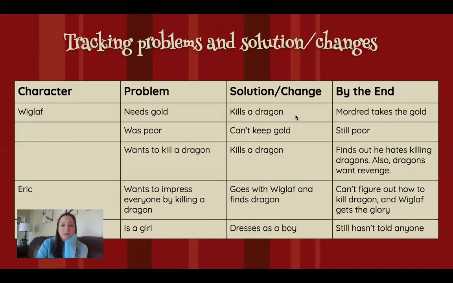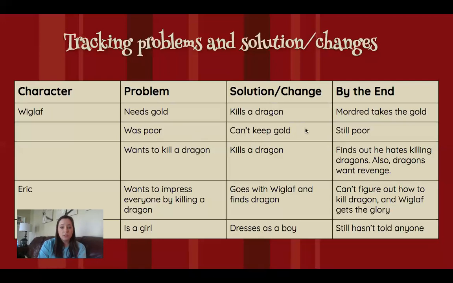Okay, so let me get back to this. Wiglaf's problem is that he needs gold. His solution is that he kills a dragon in order to get gold. But at the end, it causes a new problem because they have this new character, Mordred, and he takes the gold. So that's what happens at the end of that story. Now, like I said, you might not be able to fill out the end part, but that's what happens in the story. Another problem that Wiglaf had was that he was poor, okay?